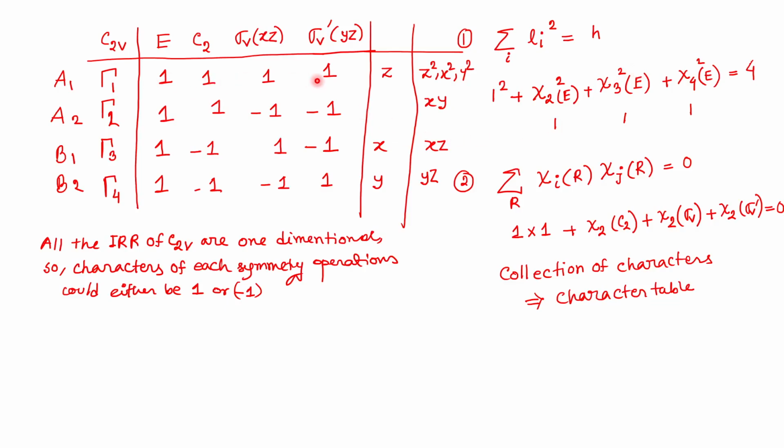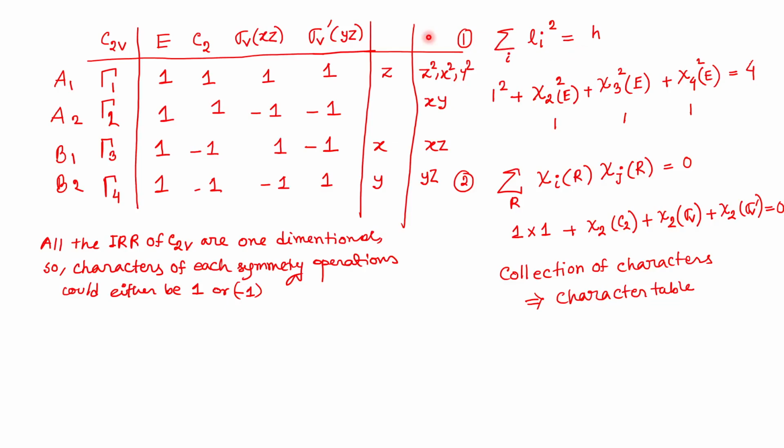One has put it here: 1, 1, 1. Now next, we didn't know any other thing, but we knew that for C2v there are four different classes. So there are going to be four irreducible representations: gamma 1, gamma 2, gamma 3, gamma 4. And we have already written the first one, the totally symmetric one.